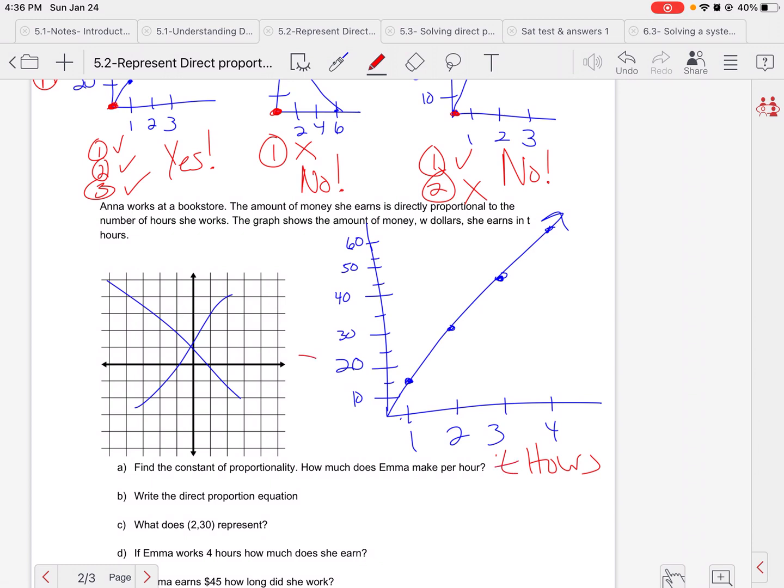And this is W, and that's how much money she's making. Now we can see that this is a direct proportion. It goes through the origin here. It is a straight line and it's not horizontal or vertical.